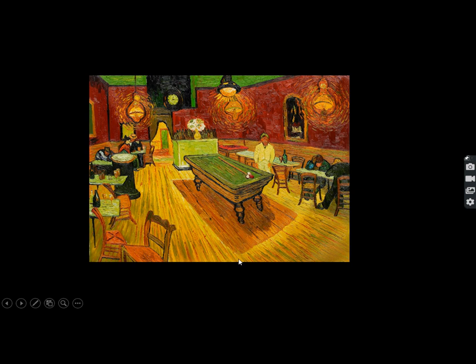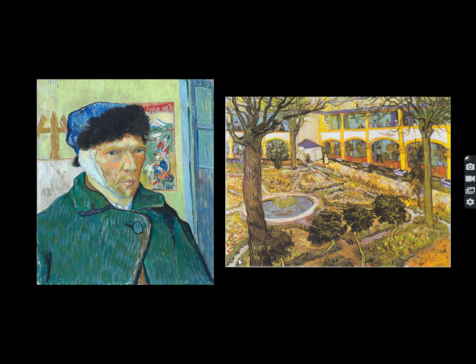But somehow the way Van Gogh puts everything together creates anxiety rather than a feeling of beauty or pleasure. And we know this was his mental state, right? Van Gogh actually cut off his own ear, and this is the asylum that he was sent to live in and eventually died in.